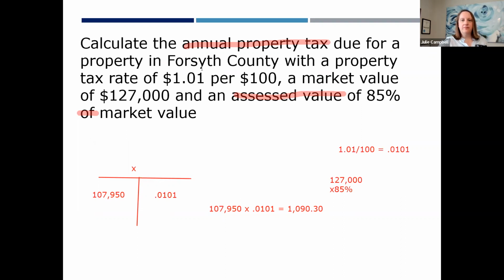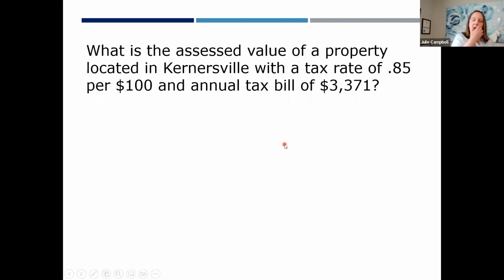Let's look at another one. Again, just reading the problem. What is the assessed value of a property located in Kernersville with a tax rate of 0.85 per 100 and an annual tax bill of $3,371? I have read the problem. I saw rate or percent, and I know if I choose, I can use the T-bar.